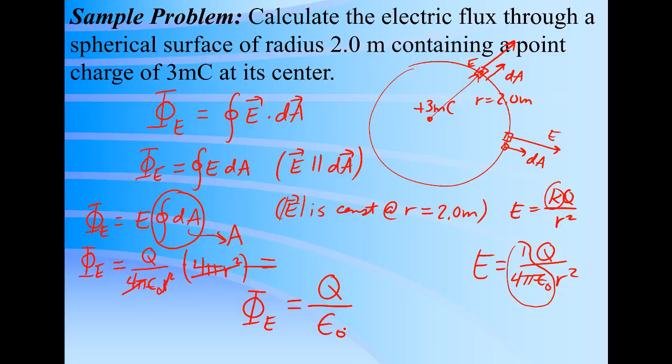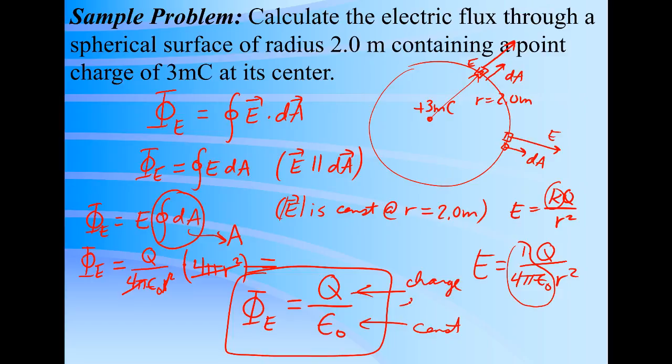Now the numbers aren't even important. The most important thing looking at this is that there's no dependence on anything aside from a constant and this Q, which is the charge enclosed by the Gaussian surface. And this is going to lead us into Gauss's law next time, but we're going to stop for now. See you then.